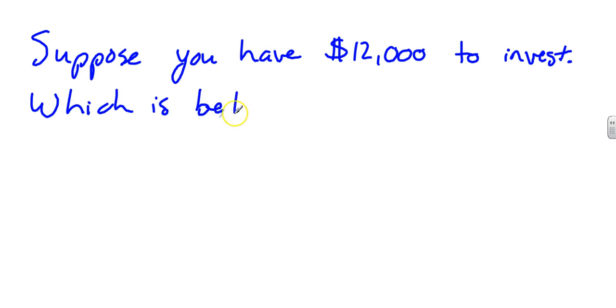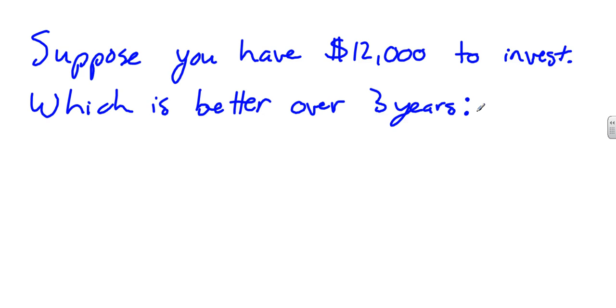And then they ask you, okay, which one of these is better? Because again, you go to the bank, they'll give you options on how you want to do this thing and set it up and all these different rates that you get. So let's say we're going to do this for 3 years, and you got to figure out which one you want to do. Which one's better?